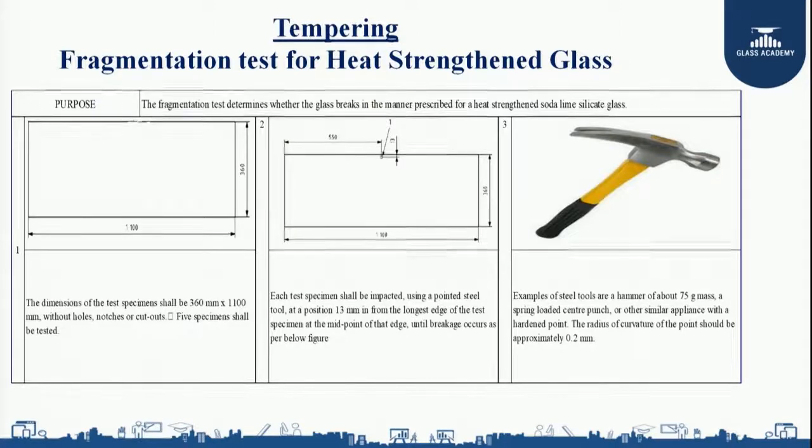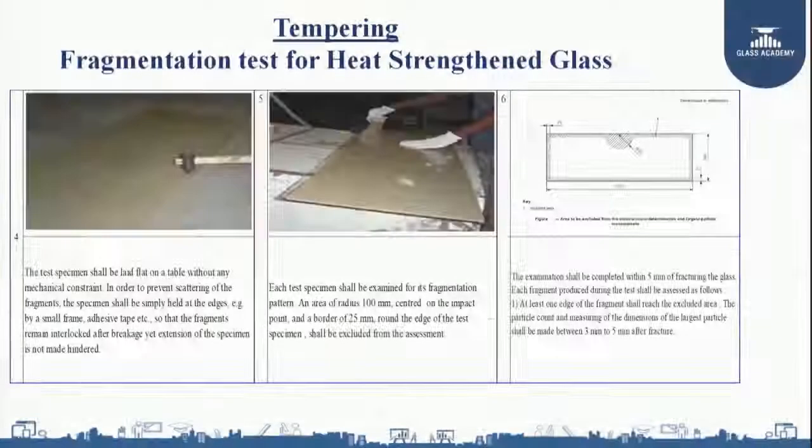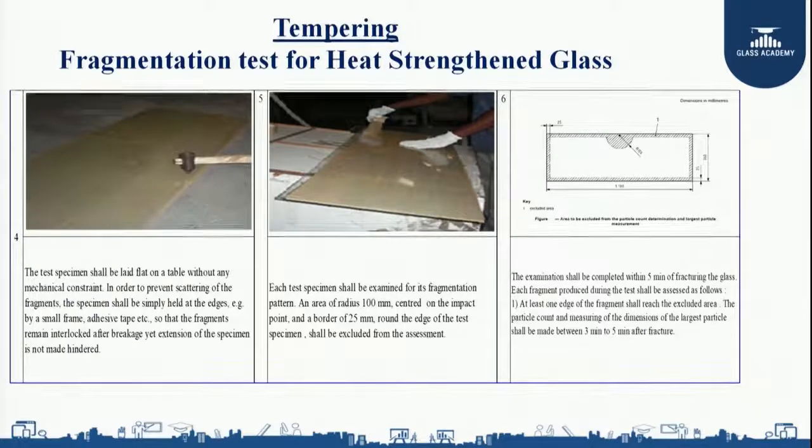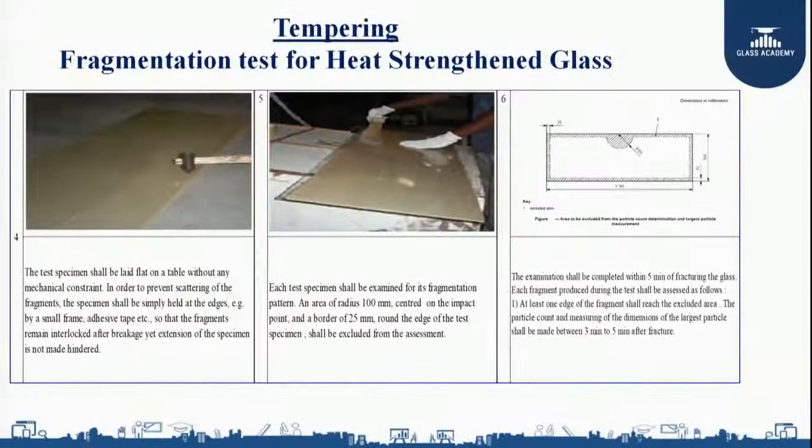I will be measuring the midpoint of the longer side, that is 550 mm, and I will be leaving half inch from the edge, that is 13 mm. With the help of a punching tool, a center punch or any hammer, I will be impacting the glass. Before impacting, I will be ensuring that there is no scattering of the particles. And from the breakage point, I need to leave a 100 mm arc, and I need to exclude 25 mm on the periphery of the glass. Here if you see in the 6th figure, the examination shall be completed within 5 minutes of the fracturing of the glass.